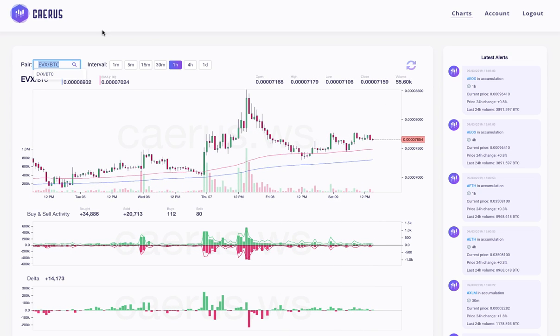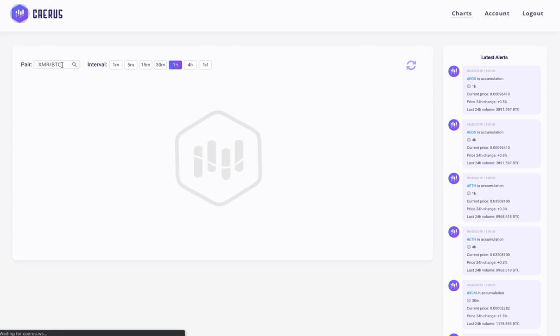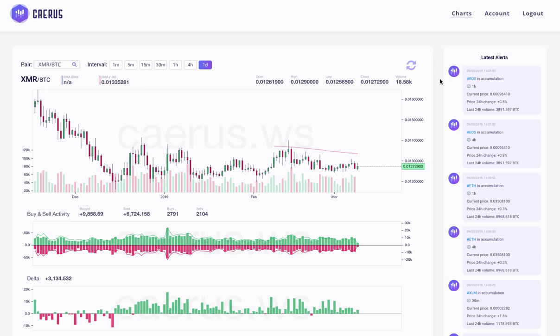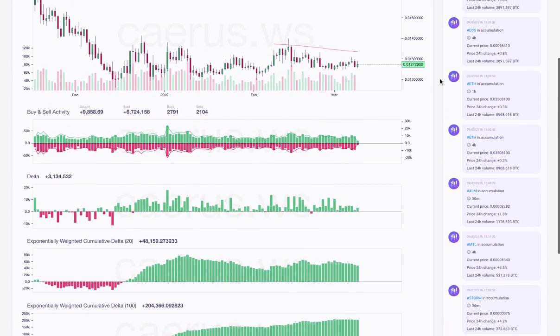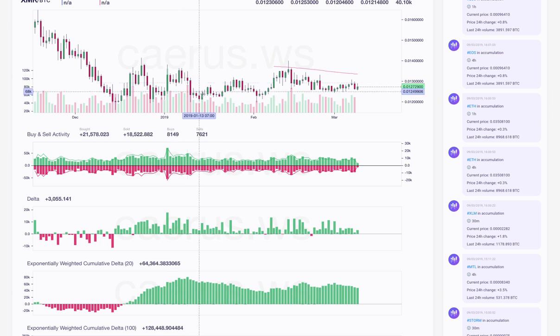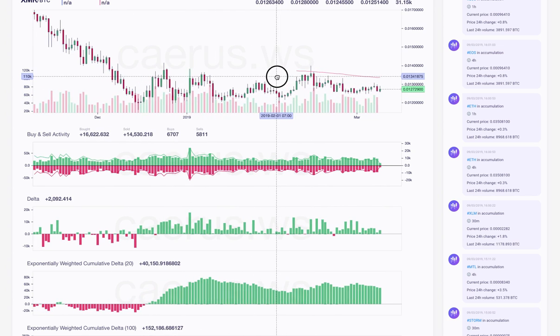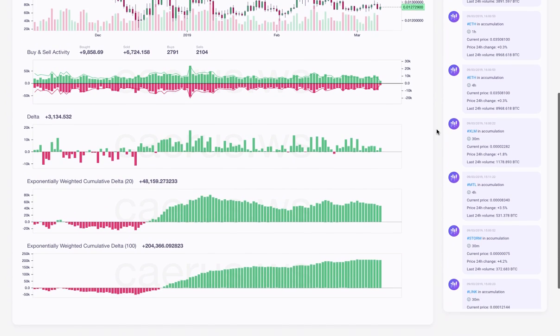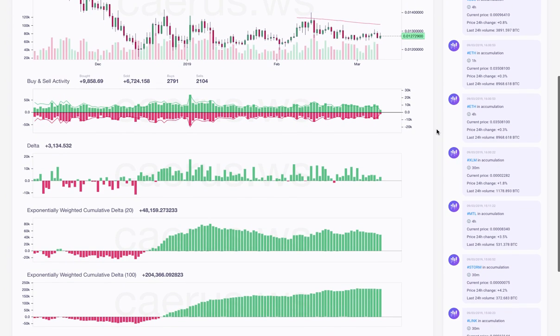What I would like to show you as well is some higher time frames which really look beautiful for some coins. As an example, I'll take Monero. So you can see that while the market conditions are considered very bad and the price is very low, at the end of 2018, beginning of 2019, the accumulation has started, and the accumulation is massive.